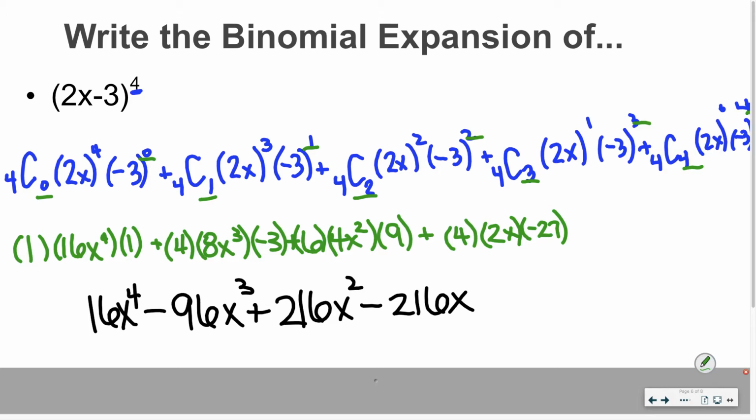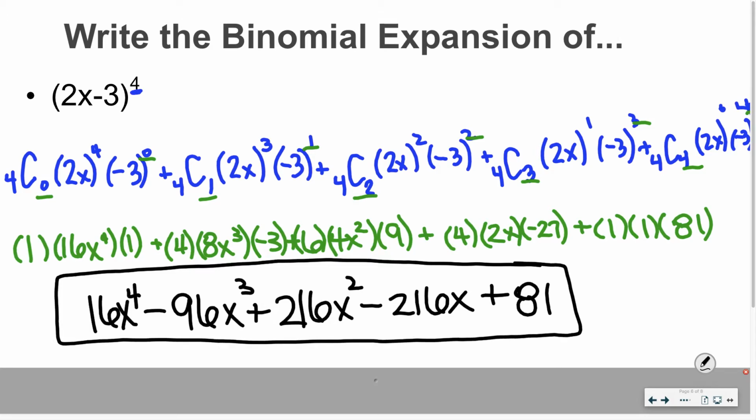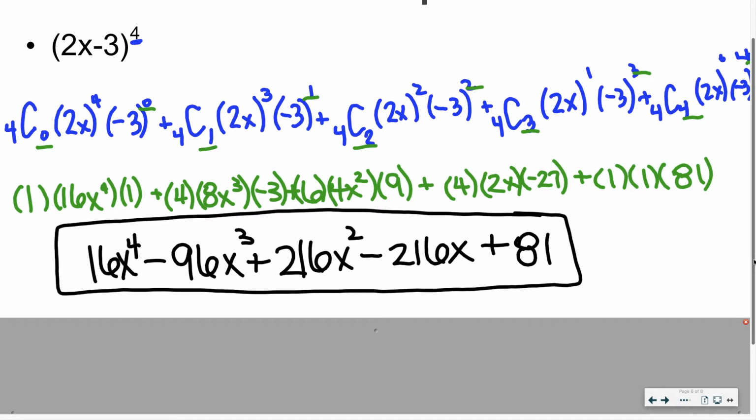Okay. And then our last term, we have 4 combinations of 4 times 2x to the 0 times negative 3, the quantity to the 4th power. So we have 1 times 1 times 81. So our last term is 81. And without actually having to multiply any binomials together, we have 2x minus 3, the quantity to the 4th power. I know that I talked about it a lot, so it doesn't feel like we saved time, but we really did. What questions can I answer for you about this process?